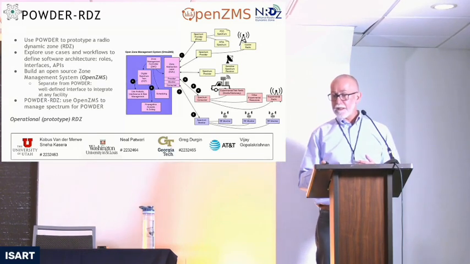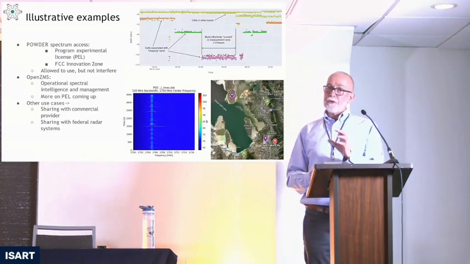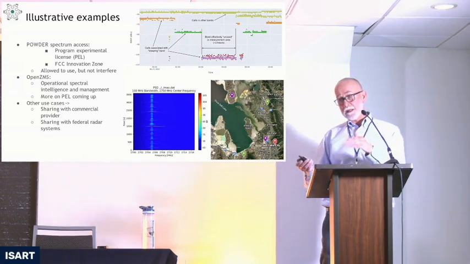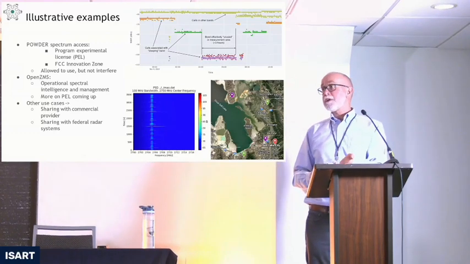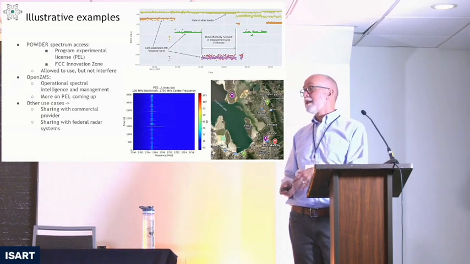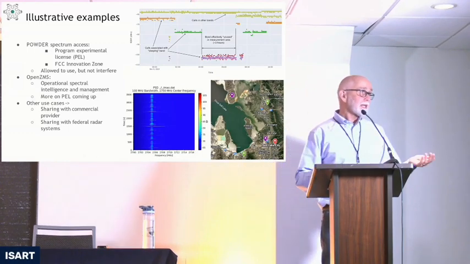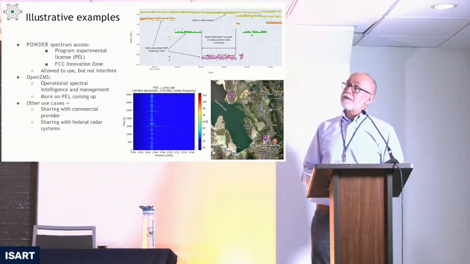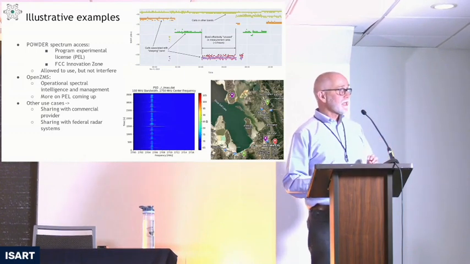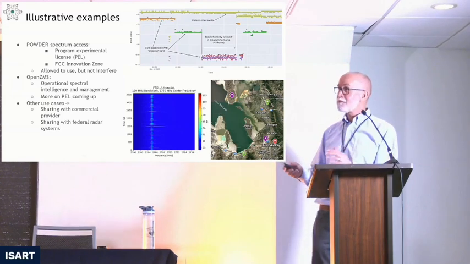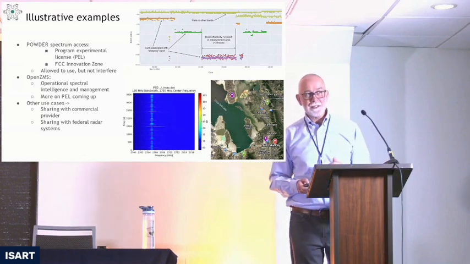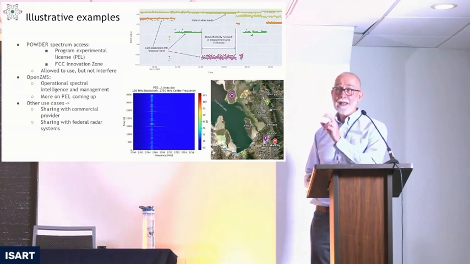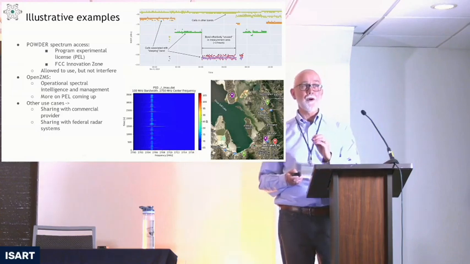All right, so with that big picture, I'm going to walk through some illustrative examples. I'm going to walk through our program experimental license example in excruciating detail in a minute, but just to give you the context: we're a wireless test bed, and we need access to spectrum. The way that we typically get access to spectrum is in two ways. We have a program experimental license, and we're also an FCC innovation zone. What that basically means is we have permission to use spectrum in certain ranges so long as we don't interfere with anyone else. So we can use it, but that doesn't necessarily mean it's useful or usable.